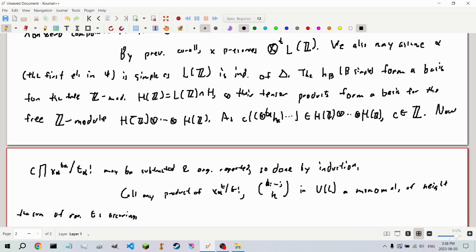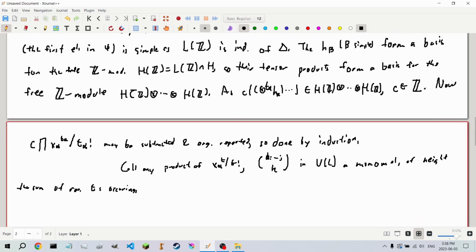This brings us to our next lemma. Our third lemma for this section, which goes, we're going to let alpha and beta be roots. We're going to let k and m be positive integers.